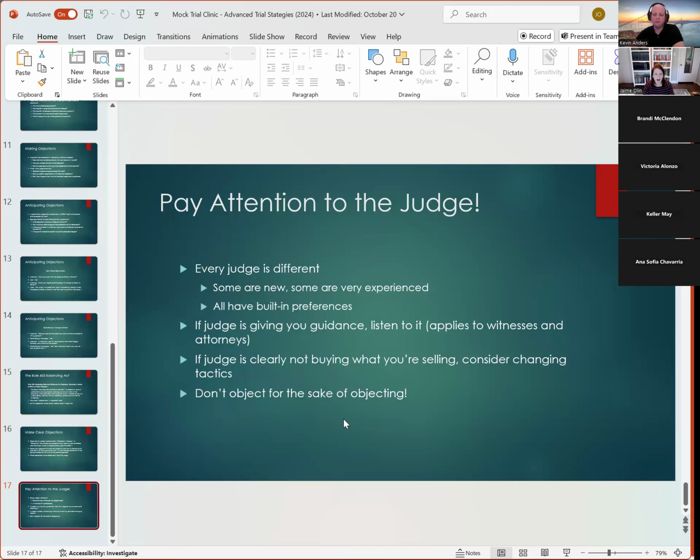So keep your ears open and your eyes open for things like that, because sometimes judges will give you little clues. And then importantly, on the other end of that, if the judge is clearly not buying what you're selling, consider changing tactics. So you keep arguing hearsay and the judge keeps overruling that objection. For whatever reason, the judge just doesn't want to entertain hearsay objections with a particular witness or a particular scenario. Just stop making that objection. It's that simple. You don't have to convince the judge that you're right, because it's an advocacy competition. It's not being judged on the merits. So there is nothing wrong with just changing your tactics in the middle of your examination.